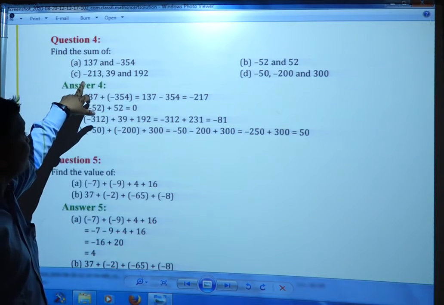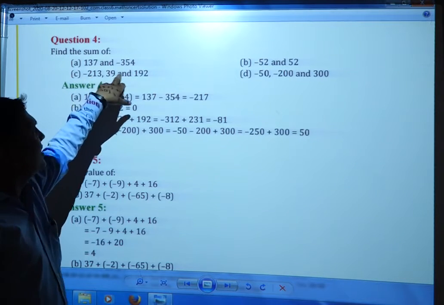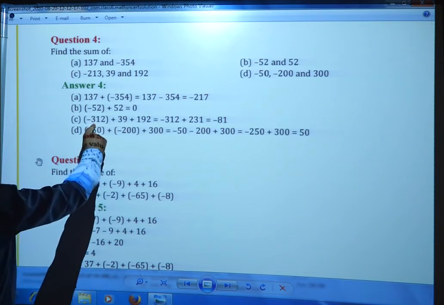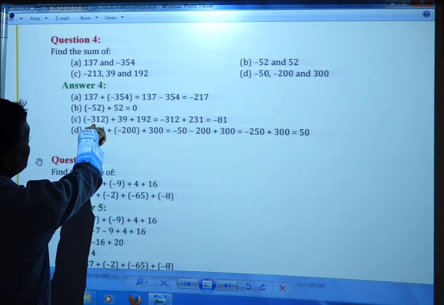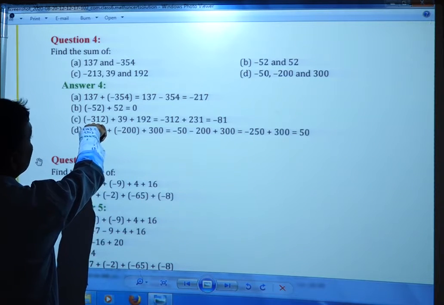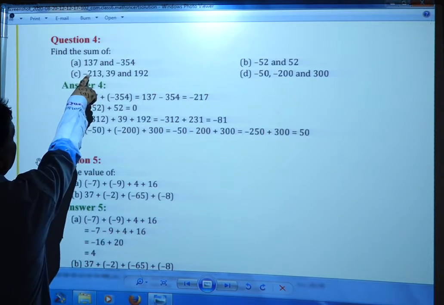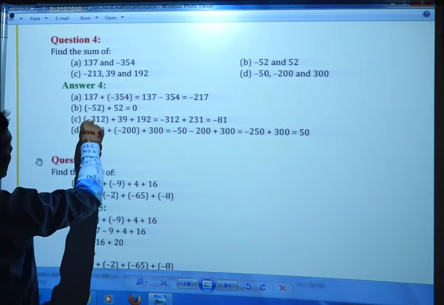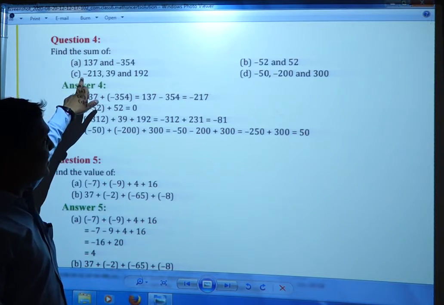Next number. Minus 213 plus 39 and plus 192. Minus 312. Sorry, here the answer became wrong. This is 213. Here I wrote it by mistake. Leave this question. We will go for the next one. This is a print mistake. Sorry for that.